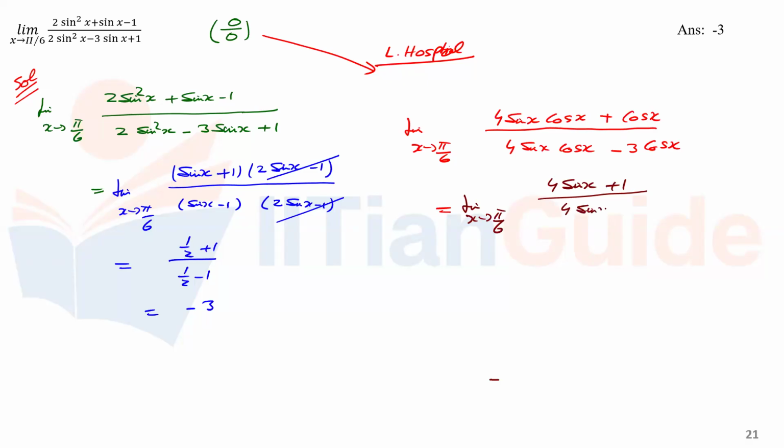It is not in the form 0 by 0 now. Now I can put x to be pi by 6. Sin pi by 6 is half. 4 into half gives me 2, plus 1 divided by 2 minus 3, that gives me minus 3. Clear?